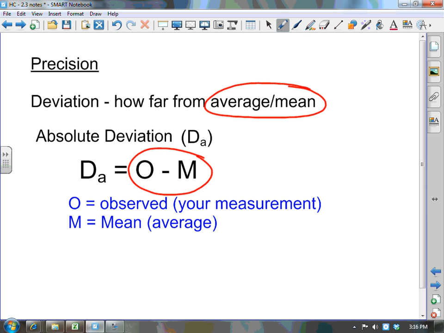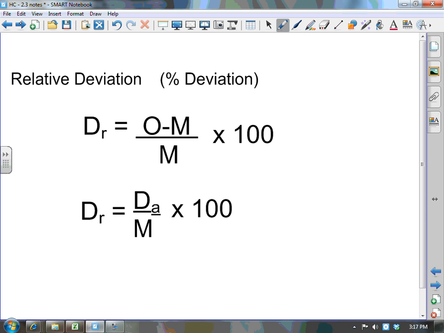Again, though, not the best way to describe precision, because it's an absolute value. Somebody could have a difference of 0.1 and a difference of 0.01, and that doesn't give us the best picture in terms of who is more precise and who is less. What is the best is relative deviation, or what's referred to as percent deviation. Here, this gives us the best picture in terms of the precision of a group of measurements.